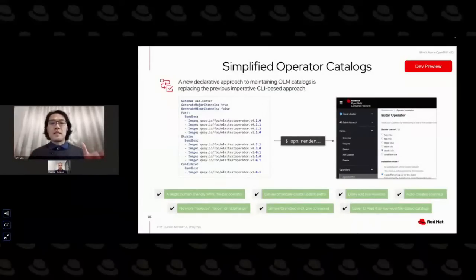You are not required to maintain the update graph manually. Releases with higher version numbers will replace the older ones. Cross-channel update edges are also auto-generated according to the best practices. You can store this template in the Git repository. What it means is publishing a net new release or releasing a patch for an older version becomes an easy one-liner change in this YAML file. This is developer preview in 4.12, so we would love your feedback. Next, I'll hand it over to Gregory to talk about storage.